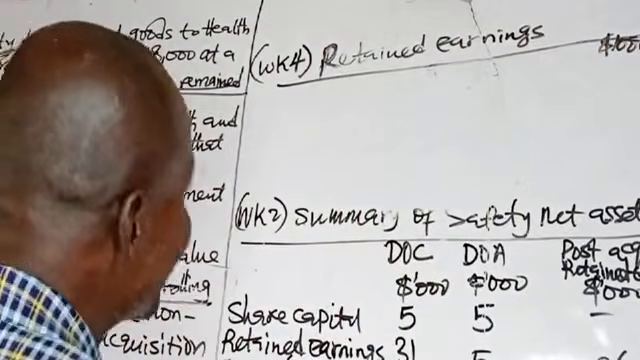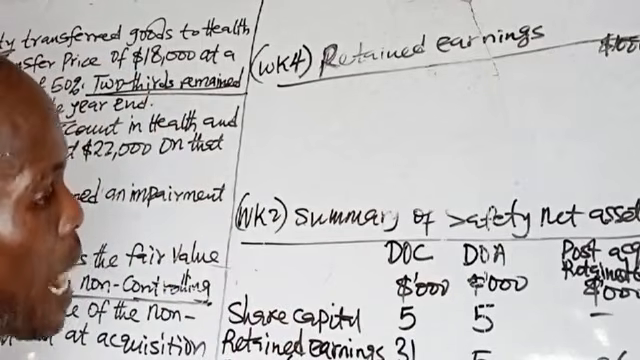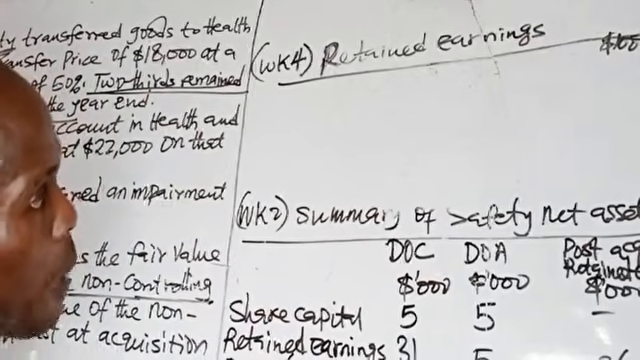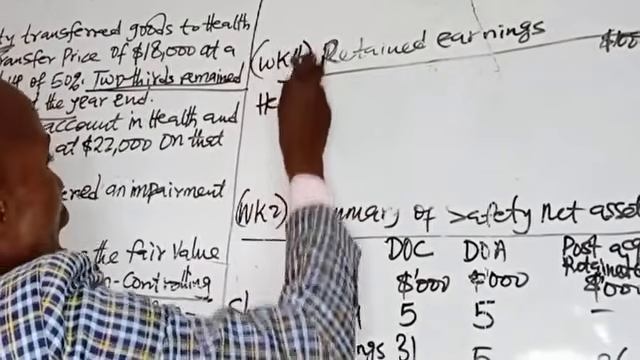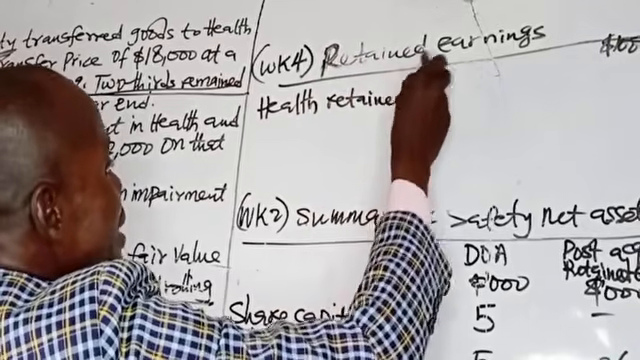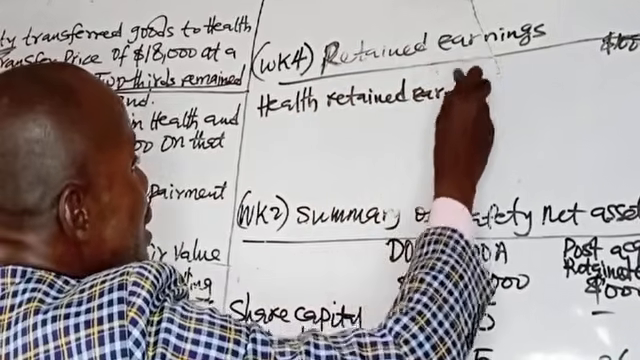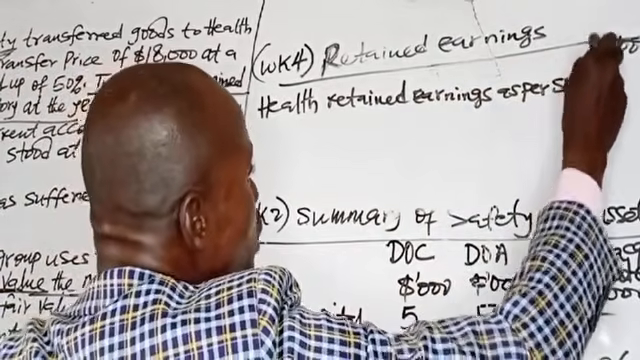I've told you that you should always start with parent retained earnings as per statement of financial position. And the name of the parent is Head. So you have Head retained earnings as per statement of financial position.